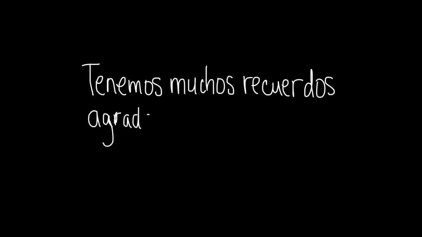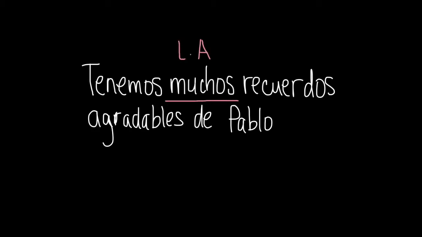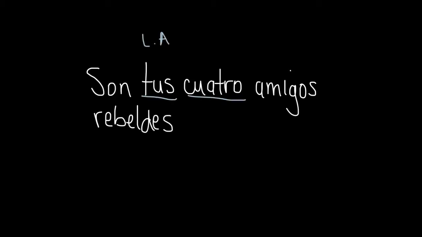So, to summarize our general rules, let's take a look at the example. Tenemos muchos recuerdos agradables de Pablo. So, muchos is our limiting adjective, and agradables is our descriptive adjective. Recuerdos is the noun. This rule applies regardless of the number of limiting or descriptive adjectives a sentence has. So, for example, tus cuatro amigos rebeldes, tus and cuatro are limiting adjectives and go before the noun, and rebeldes is the descriptive adjective.